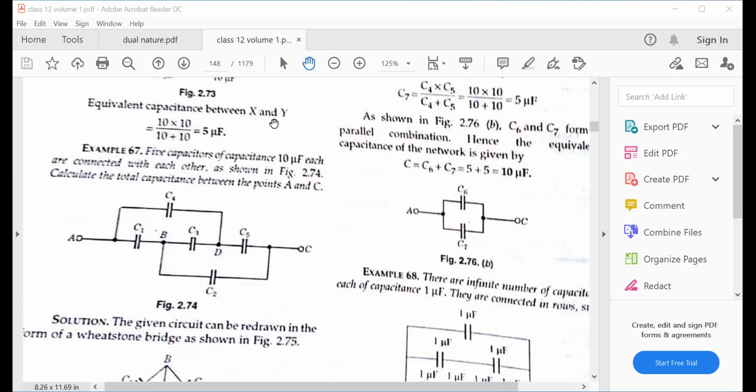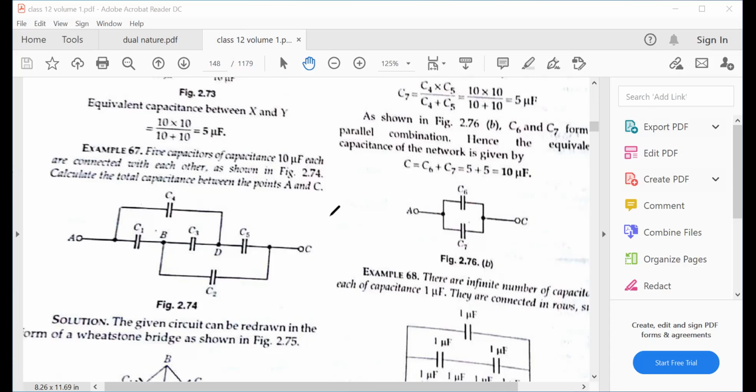Okay, so let's see the question. I'll read the question. Five capacitors of capacitance 10 microfarad, all of 10 microfarad each, are connected with each other as shown in figure 2.74. Calculate the total capacitance between the points A and C.